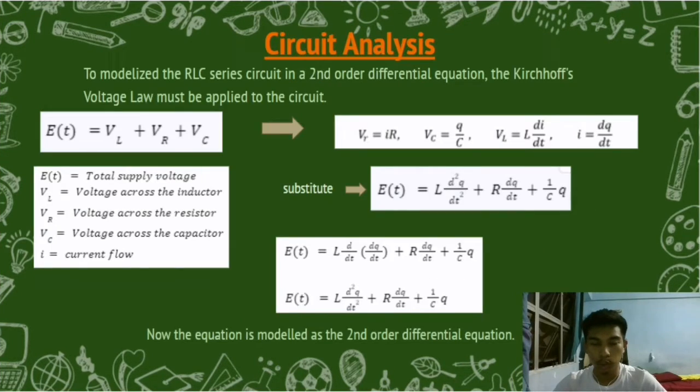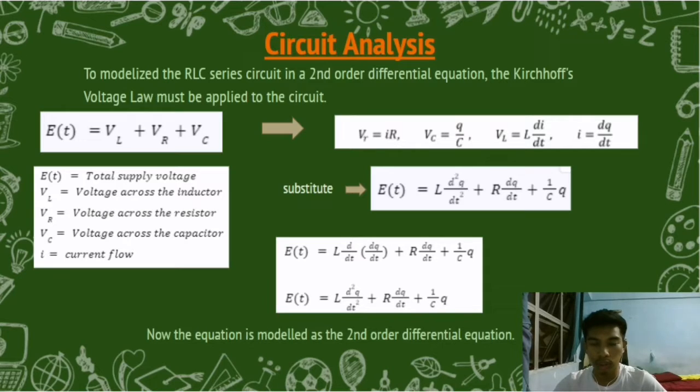Next, to realize the RLC series circuit in a second order differential equation, the Kirchhoff voltage law must be applied to the circuit. The equation that we get is E(t) equal to VL plus VR plus VC. The other terms of the equation are VR equal to IR, VC equal to Q over C, VL equal to L di over dt, and I equal to dQ over dt.